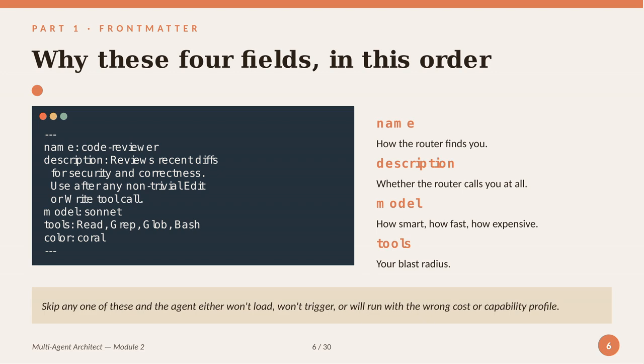Model. How smart, how fast, how expensive. There's a 50 times cost spread between Haiku and Opus, and you get to choose. Tools. Your blast radius. The list of things this agent is allowed to reach for. Omit it, and you inherit the parent's full toolset. List it explicitly, and you've practiced the principle of least privilege. Skip any one of these 4 fields, and you get one of 3 failure modes. The agent doesn't load at all. Or it loads but never gets called. Or it gets called and runs with the wrong cost profile, the wrong capability profile, or both.